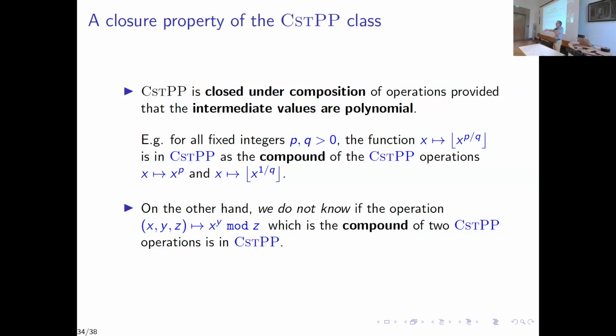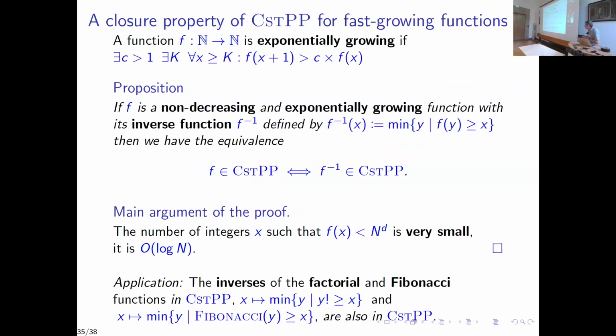I've done overflow in the definition, because we have to give it explicitly. If implicitly, you can do something like that, but I don't know. A closure property for fast-growing functions, anecdotic. If you have exponential functions like factorial, Fibonacci function, you have this result. It's not very difficult. The definition is here.